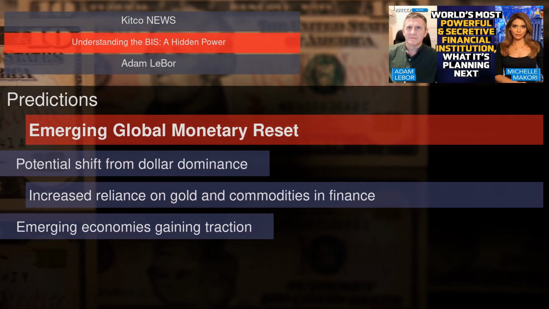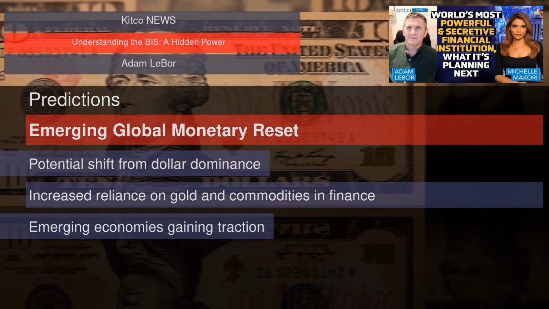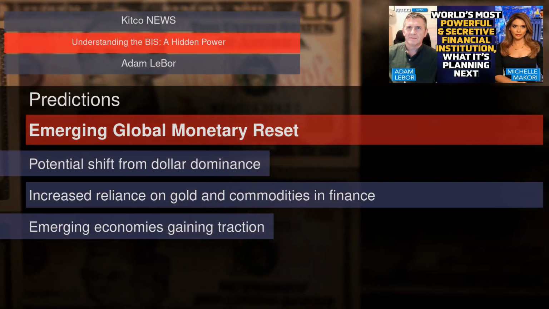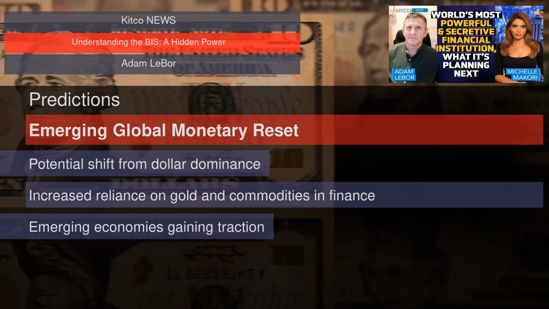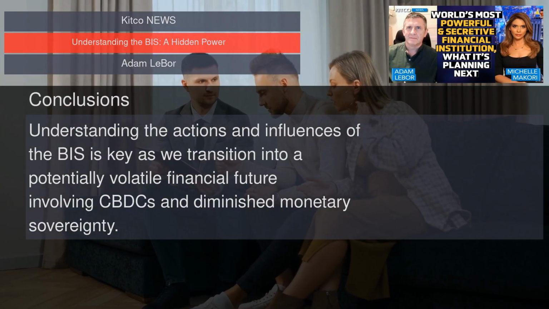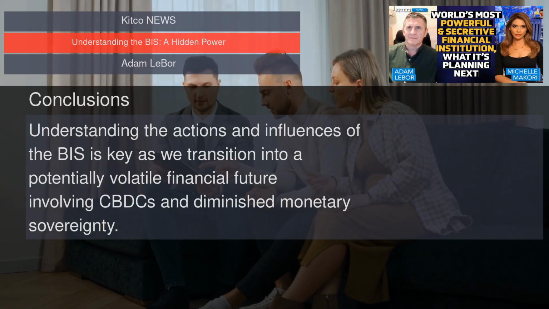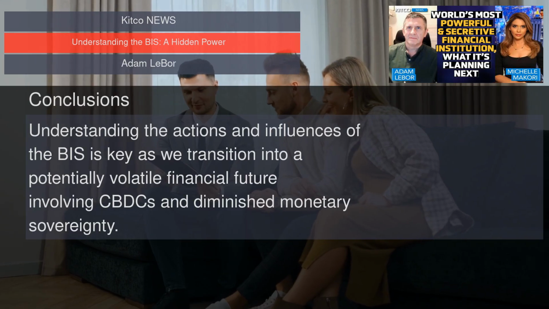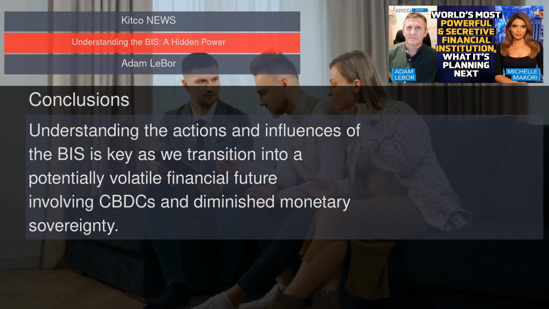Do you foresee a global monetary reset on the horizon? There's a possibility as nations increasingly explore alternatives to the dollar and seek stable assets like gold. So what is the takeaway for viewers regarding their financial future? It's crucial to remain informed about these developments as they affect our financial independence and privacy.